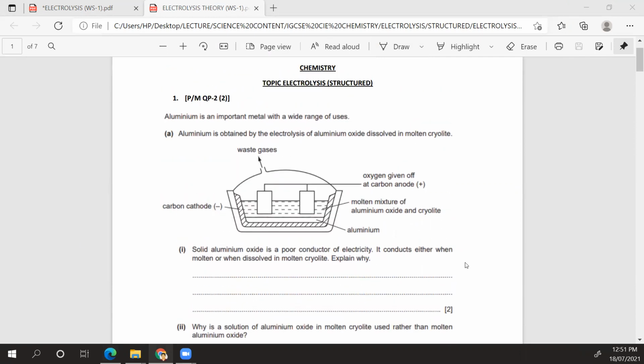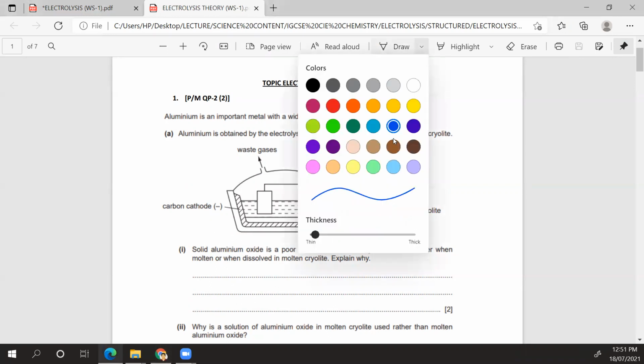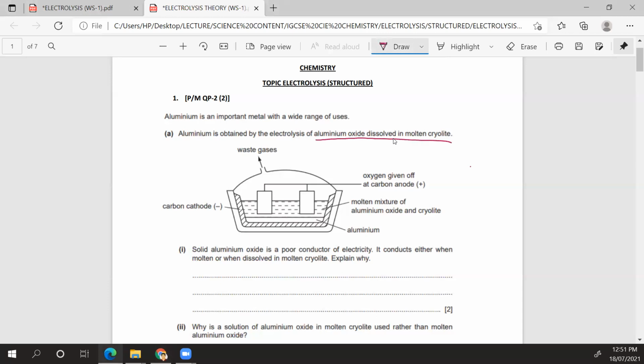Question number 1 asks that aluminium is an important metal with a wide range of uses. Aluminium is obtained by electrolysis of aluminium oxide, which is dissolved in molten cryolite. Solid aluminium oxide is a poor conductor of electricity. It conducts either when molten or when dissolved in molten cryolite. Explain why. Now, it's a 2-mark question. So Akbar, can you tell me what could be the answer for this?